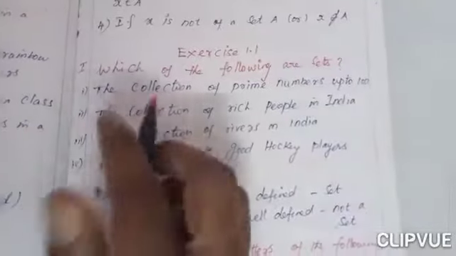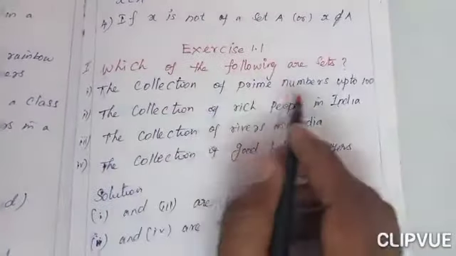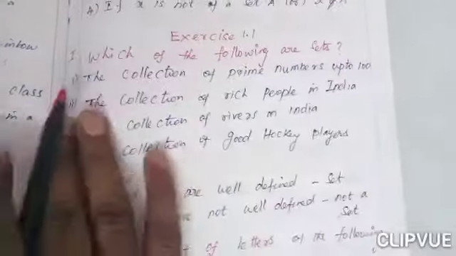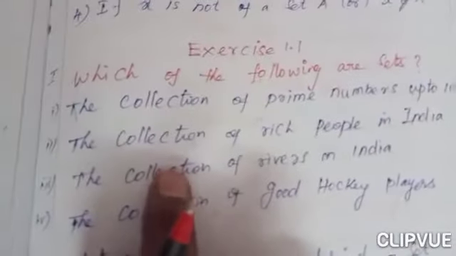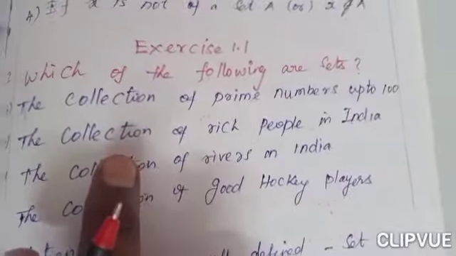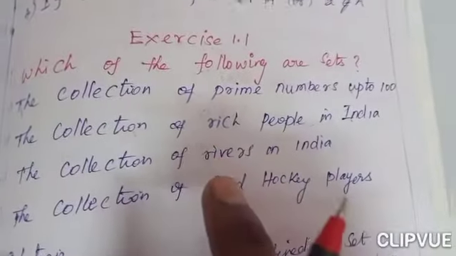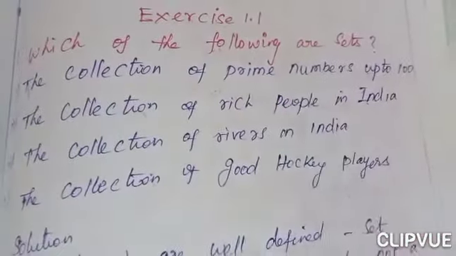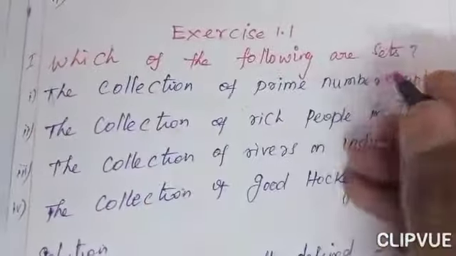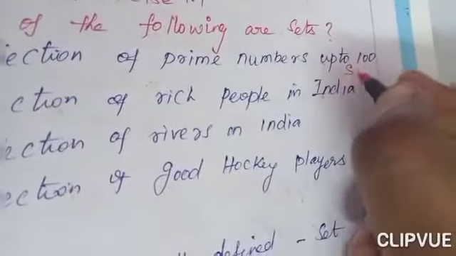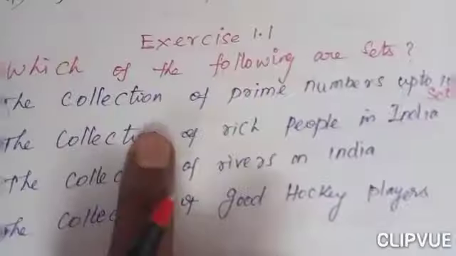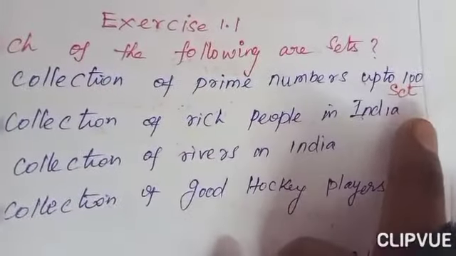Look at the first one. The collection of prime numbers up to 100. What are the prime numbers we have? 2, 3, 5, 7, 11, 13, 17, 19, like that we can write. So it is well defined, that is why we can consider this as a set. So the collection of prime numbers up to 100 is a set.